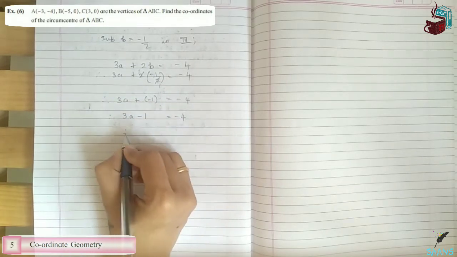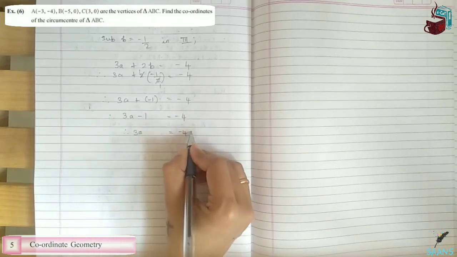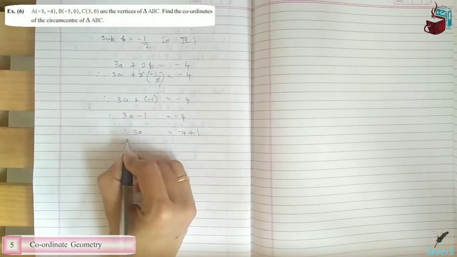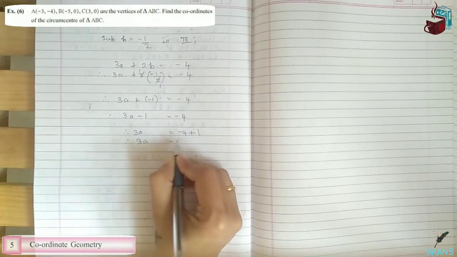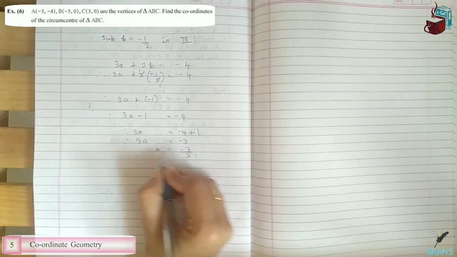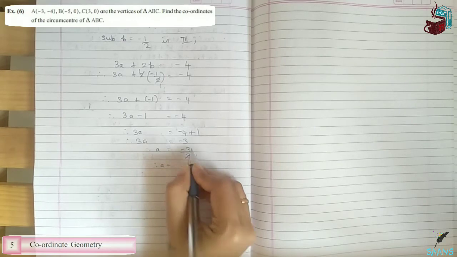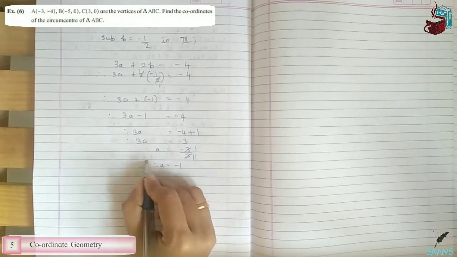I'm doing all the steps so that it's easier for you all to understand. 3a is equals to minus 4 plus 1. Minus 1 becomes plus 1. Therefore, 3a is equals to minus 3, the minus sign of the greater number. Therefore, a is equals to minus 3 upon 3. Multiplication becomes division. Therefore, a is equals to 3 ones are 3 ones are minus 1.